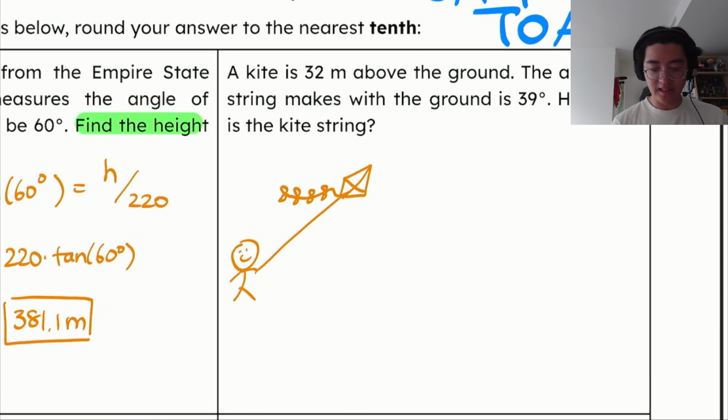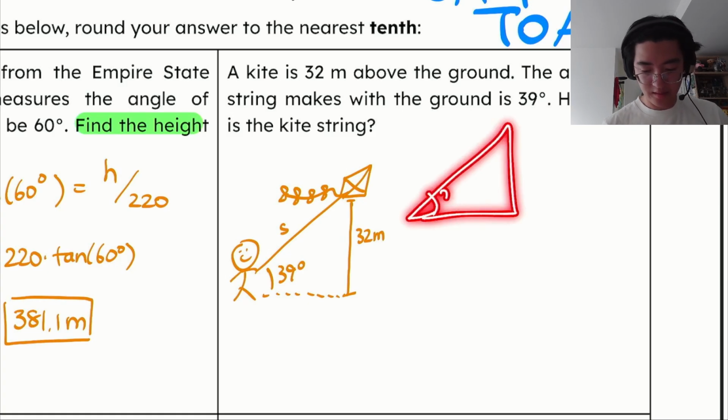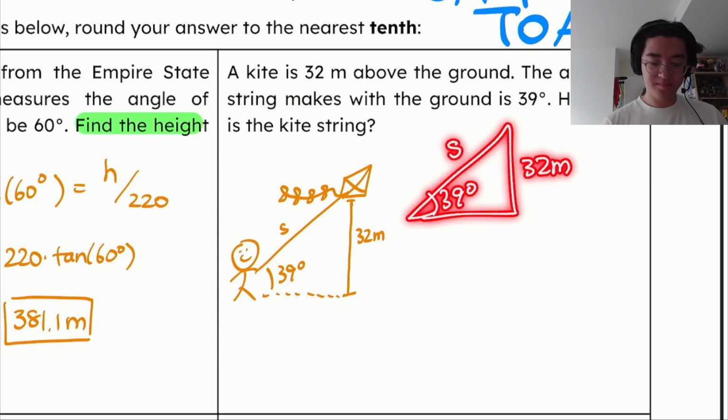So we've got a kite here. We know that it is 32 meters off the ground, and we know that the string between the kite and the ground makes 39 degrees. Now we want to ask how long this kite string is. Let's just say it's x here. Well, actually, let's do s for string. Why not? Okay, so once again, we have our triangle here, 32 meters here and an s here.